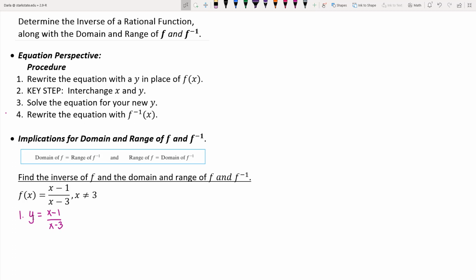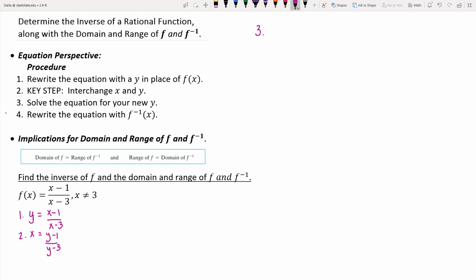And what we're going to do is interchange x and y, because that is the key step for us being able to find an inverse. So where there's a y, we'll replace it with x, and where there's an x, we will replace it with y. And then in our third step, we have to solve for our new y.